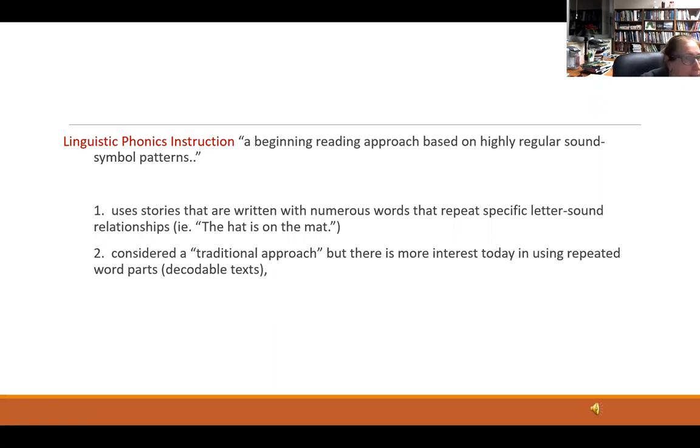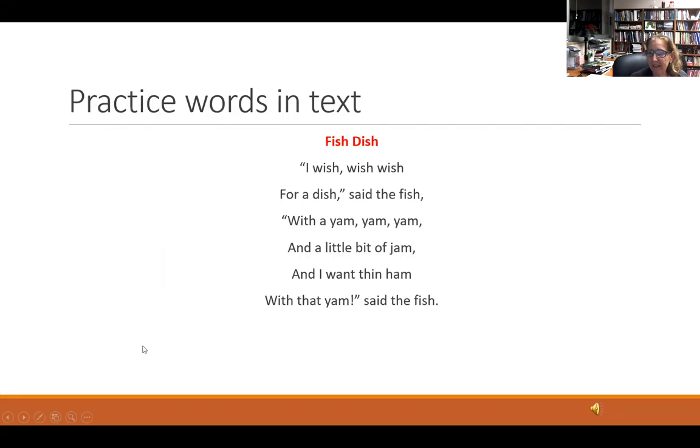At, right, I can hear you sound it out, Gina. I hear you sound it out. Okay. It's considered, and this is one of the things you would see in linguistic phonics. I wish, wish, wish for a dish, said the fish, with a yam, yam, yam, and a little bit of jam. And I want thin ham with that yam, said the fish. Linguistic phonics, working with word families.